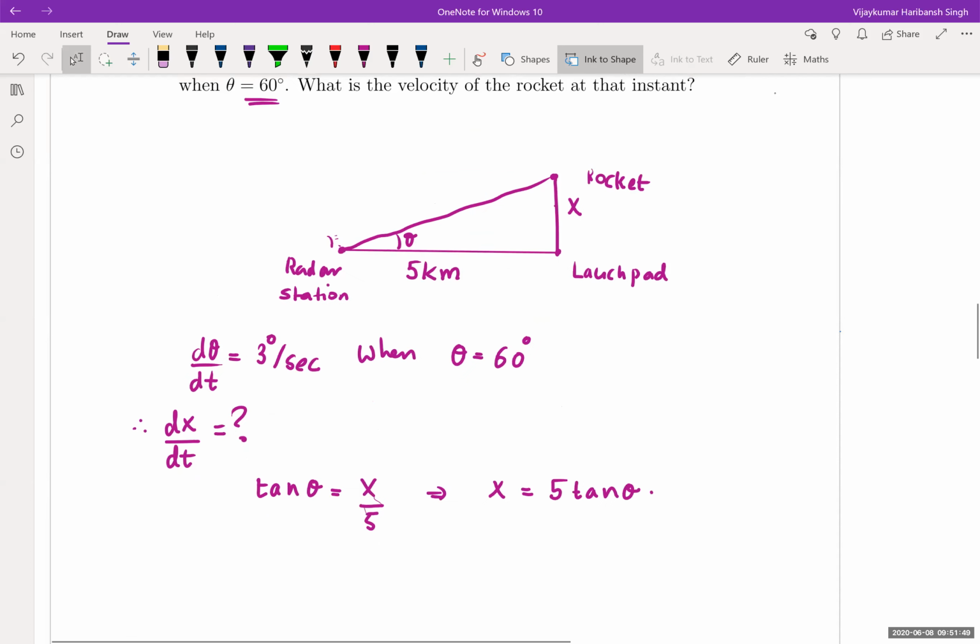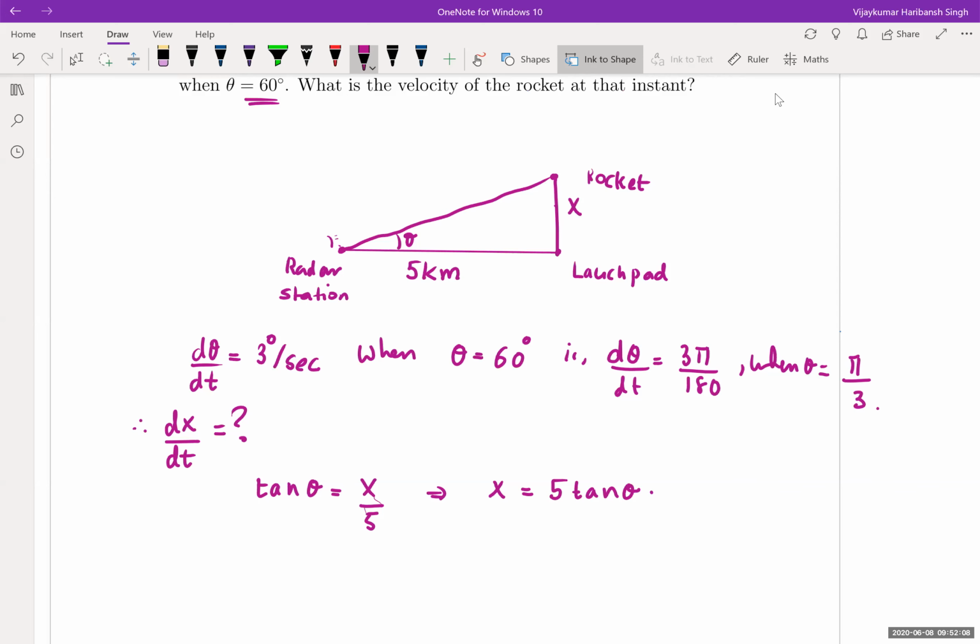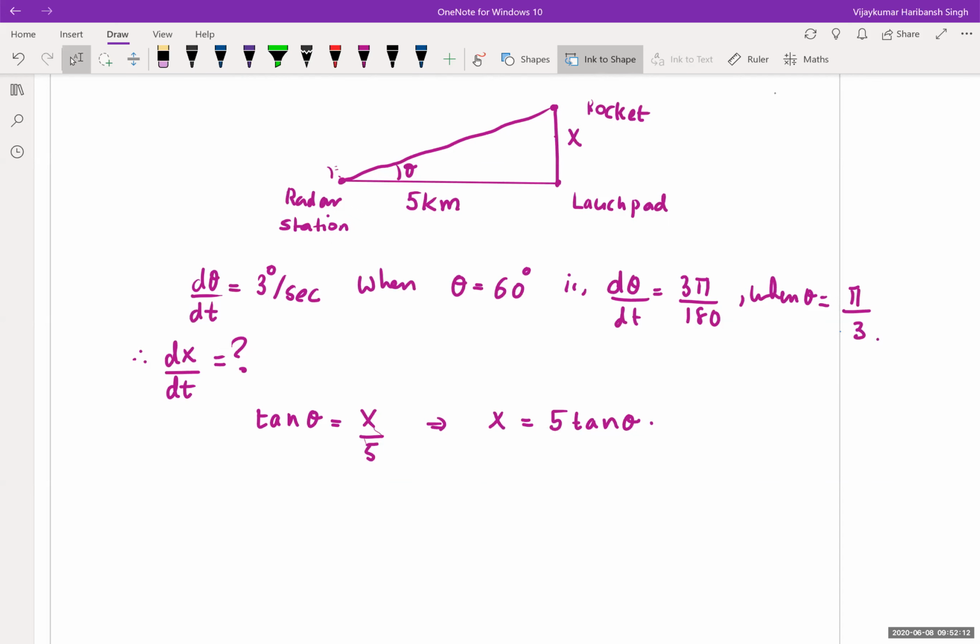Now note that we have to convert everything into radians. How do you convert degrees to radians? You multiply by pi and divide by 180. Theta equals 60 degrees is the same as pi by 3. So everything is measured in radians. We'll see briefly why we need that. So take the derivative with respect to t on both sides. So 5 times the derivative of tan theta, which is secant squared theta, multiplied by d theta by dt.